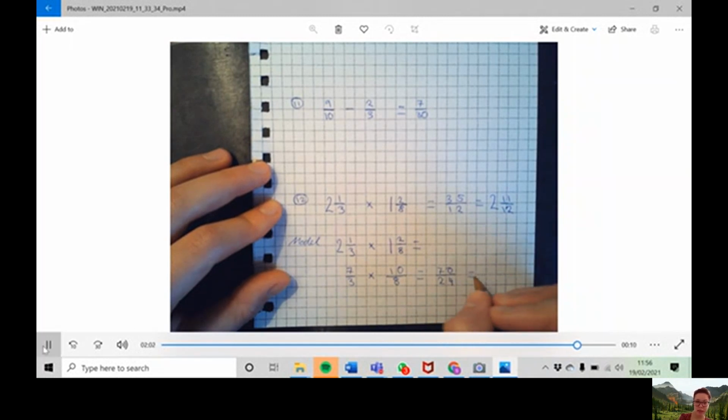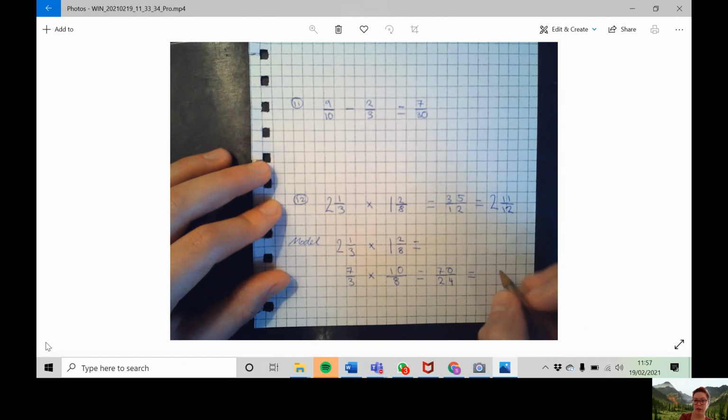And thinking, now that is an improper fraction. How many times does 24 go into 70? Actually, before we do that, let's simplify it. So we know that we can divide this by 2 and this by 2. So 70 divided by 2 gives you 35. And 24 divided by 2 gives you 12.